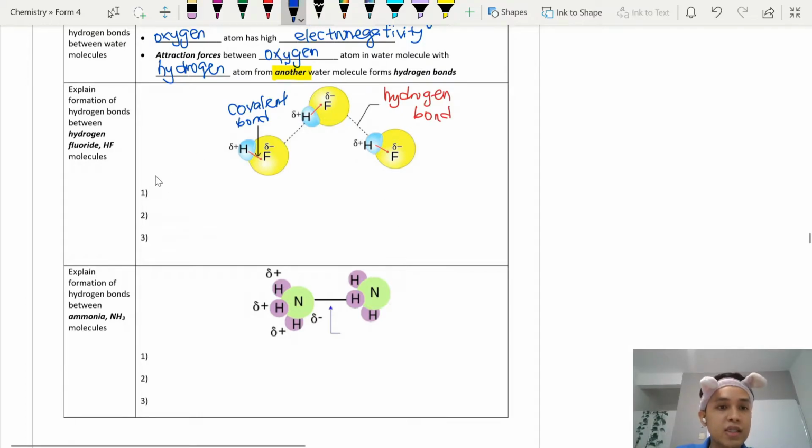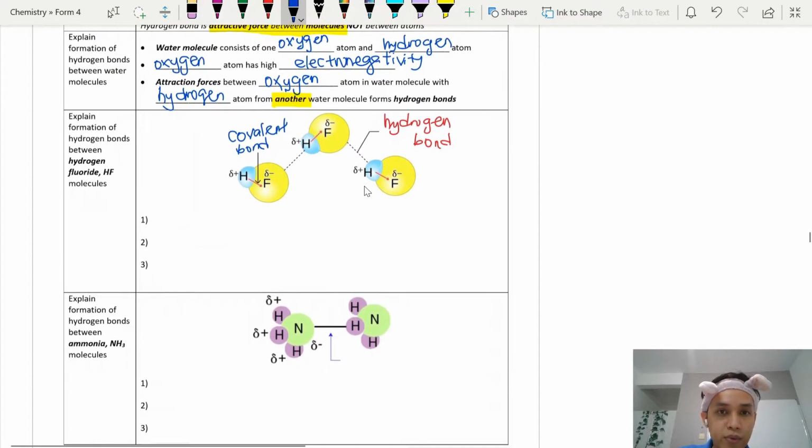So basically the explanation will be based on the example here. You just change the name of the molecule. It consists of, for example here, a hydrogen atom and a fluorine atom, and then which one is the electronegative element? Remember, the electronegative elements are oxygen, nitrogen, and fluorine. FON. So for the explanation later on, you just refer to the top part here.